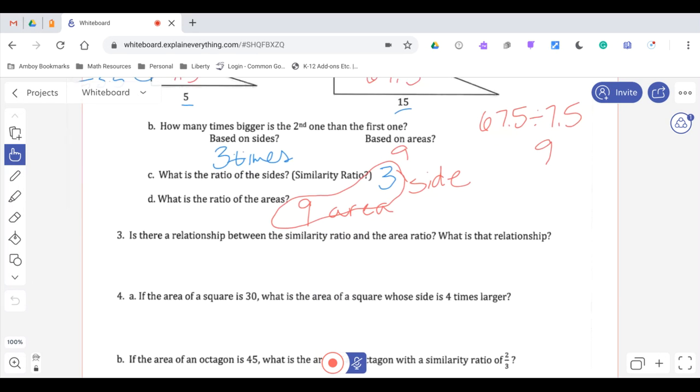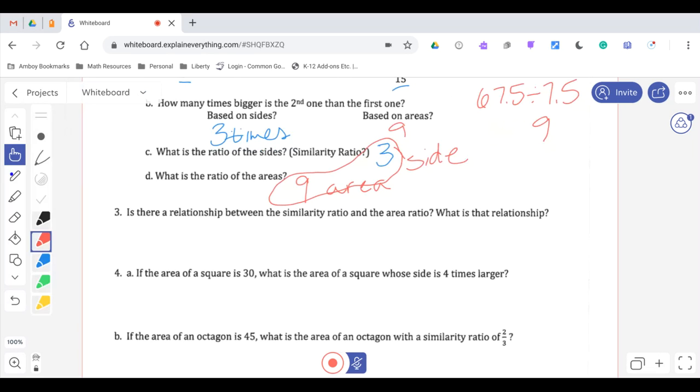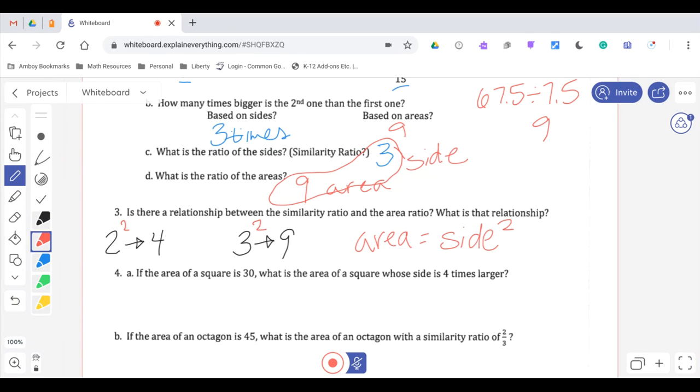Okay. So what I'm hoping you notice, give you a little bit of Dora the Explorer time there, okay? There's a lot of different ways I can get from 2 to 4. And there's a couple different ways I can get from 3 to 9. But the pattern for both of them to work is that to get from 2 to 4, I have to square 2, and I have to square 3 to make it 9. Okay? So the relationship is that the area ratio is equal to whatever the side ratio is squared.